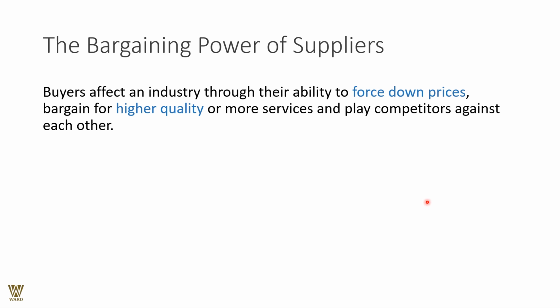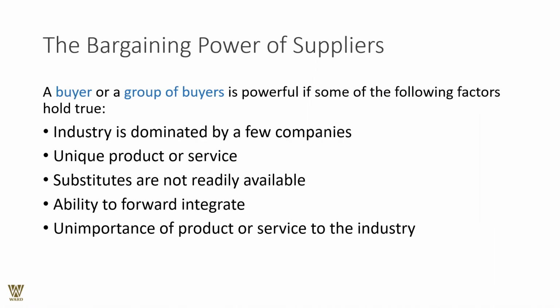This is what we are talking about: the power of the suppliers. Remember, the industry is dominated by few companies, definitely yes. Unique product, unique services, definitely yes. Substitutes are not easily available. In fact, most of the time they are not readily available. Ability to forward integrate, and the buyer being unimportant. Now, the mining company can easily go into the diamond branding industry, right? As a setup of branding, so they have the ability to go forward also.